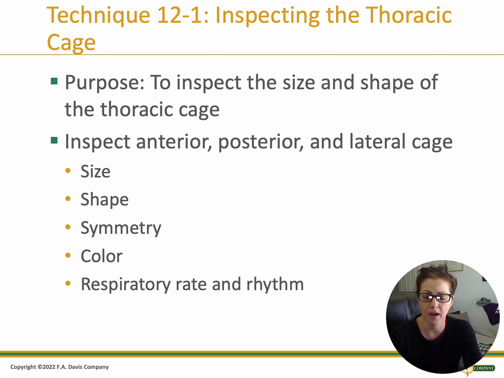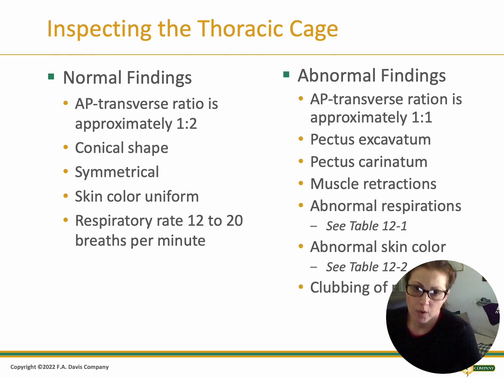What color is their thoracic cage? Is it paler? Is it cyanotic? Is it pink? And then the rate of their respirations, obviously collected during your vital sign intake, but you're also assessing this when you're doing a respiratory assessment, looking at their thoracic cage. Normal findings include the anterior-posterior diameter to be a 1 to 2 ratio, cone shaped, symmetrical, skin color is uniform, and your respiratory rate is between 12 and 20 breaths per minute.